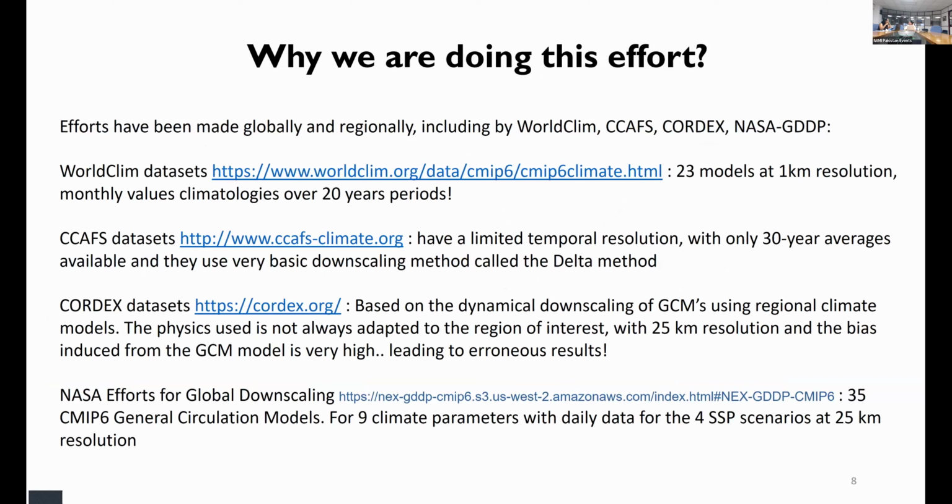We first evaluated all the existing open source downscaled CMIP6 datasets to see if they could meet our requirements. We found several available datasets, but each had limitations that made them unsuitable for our specific needs.